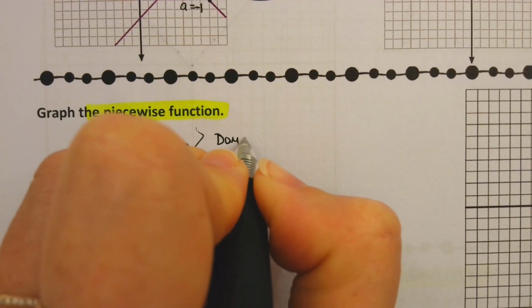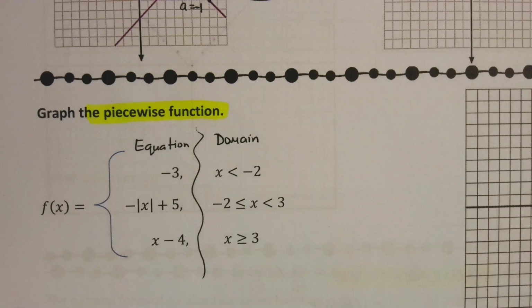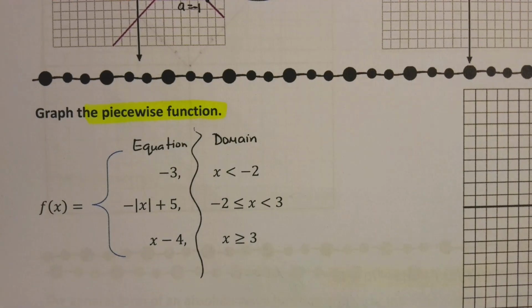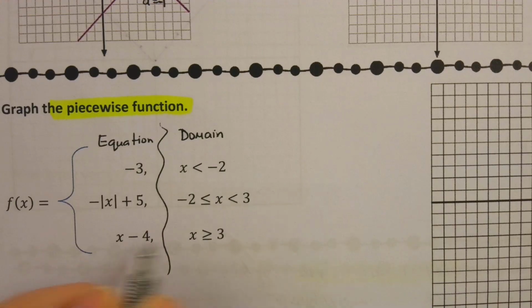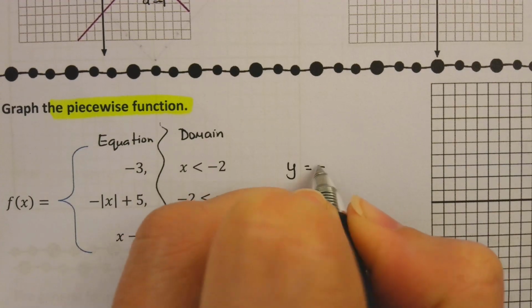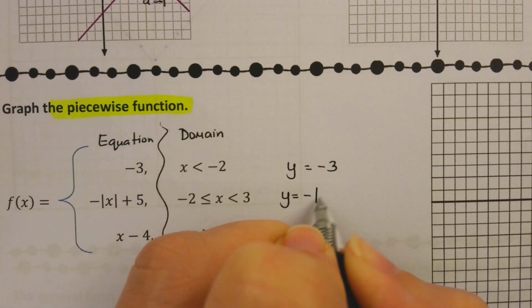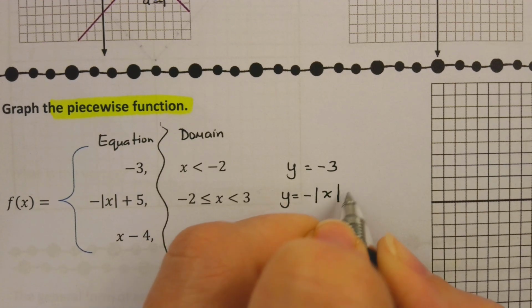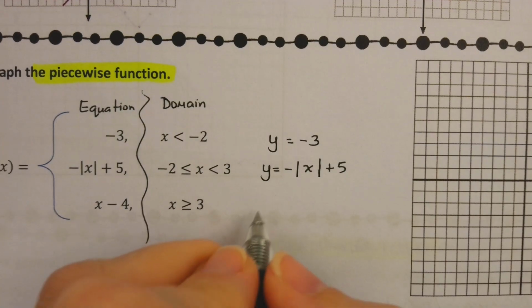If you remember how I had you do this on Friday is I had you graph the whole thing with a pencil and then erase the part that's not in your domain. I'm going to do the same on this one. I'm going to have us start by just writing the actual equations. The first one would be y equals negative 3. And then y equals negative absolute value of x plus 5, which is what we learned how to graph today. And then y equals x minus 4.